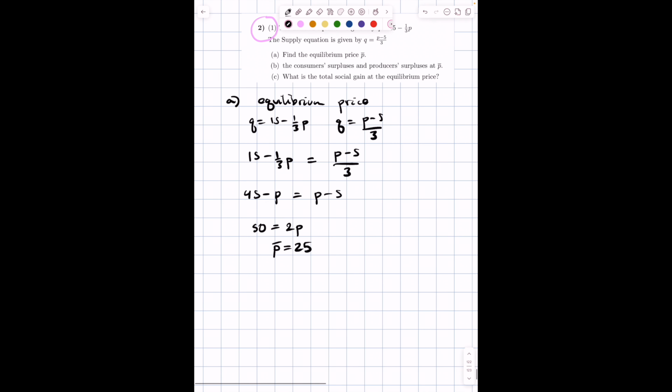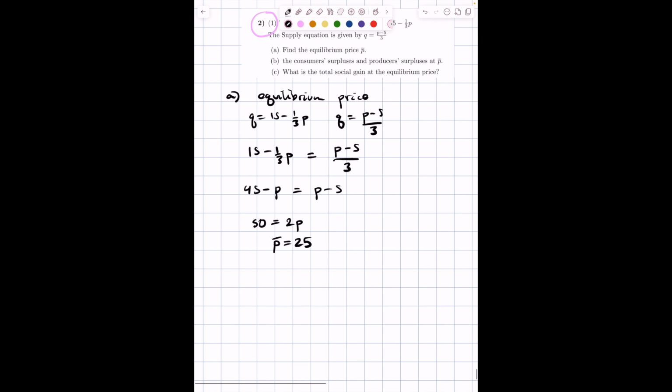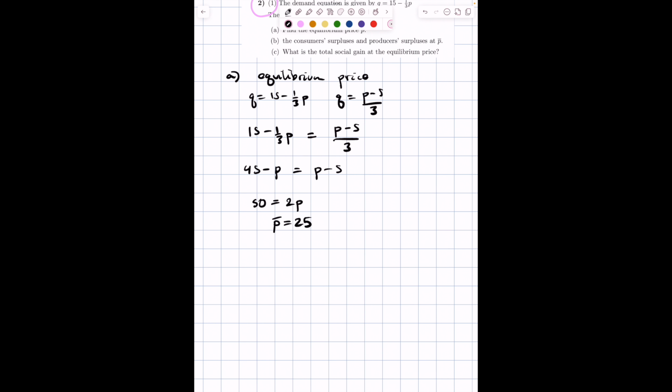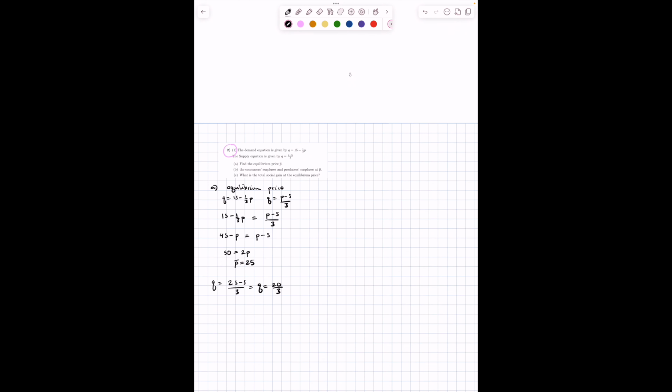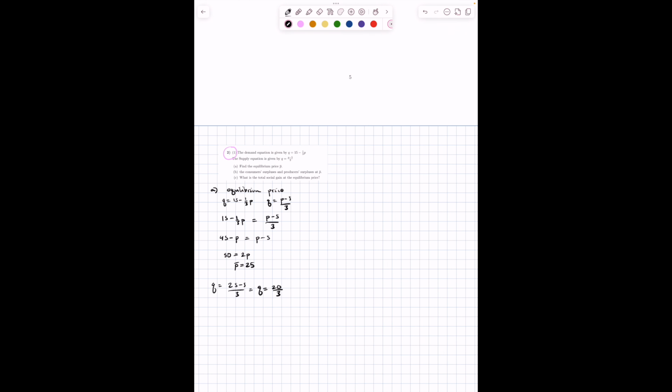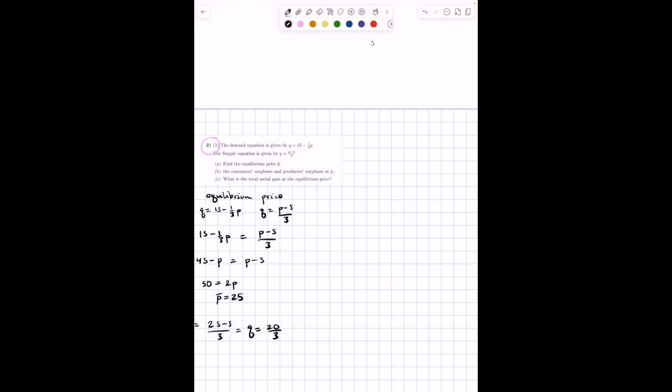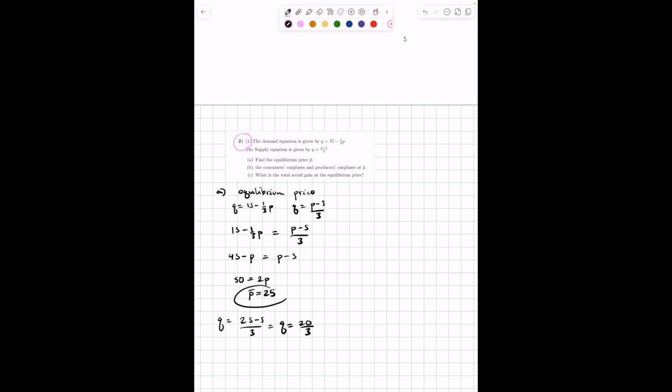Now using the equilibrium price, I'm gonna find the equilibrium quantity. I use this formula. So Q is equal to 25 minus 5/3, which is Q is equal to 20/3. So that's the equilibrium quantity. So for A, this is the answer.